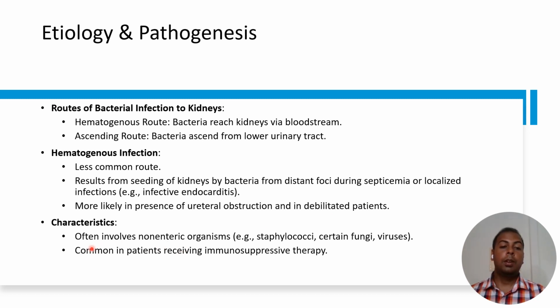And the organisms that infect the kidney hematogenously would typically be non-enteric organisms like staph, certain fungi, and viruses. It would make sense that the ascending route would involve more enteric organisms and the hematogenous route would be non-enteric organisms, and is more commonly seen in patients receiving immunosuppressive therapy.